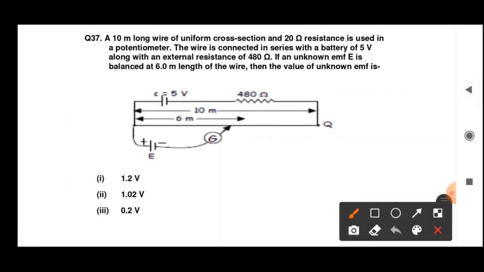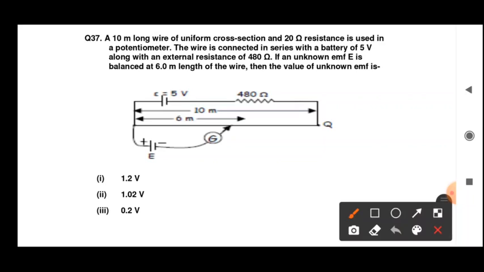A 10 meter long wire of uniform cross section and 20 ohm resistance is used in a potentiometer. The wire is connected in series with a battery of 5 volt along with an external resistance of 480 ohm. If an unknown EMF is balanced at 6 meter length of the wire, then what is the unknown EMF? Here we have to use the law of potentiometer.